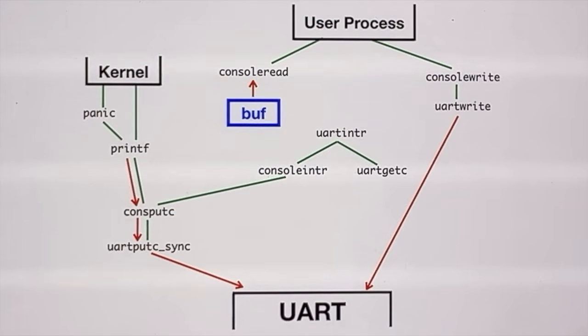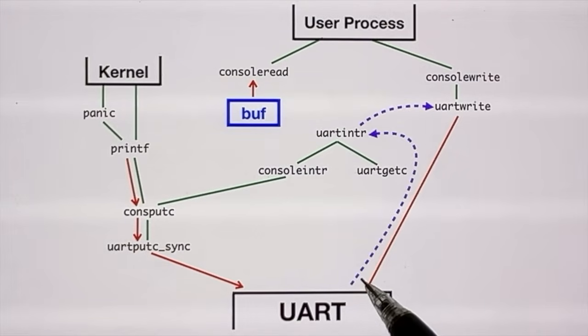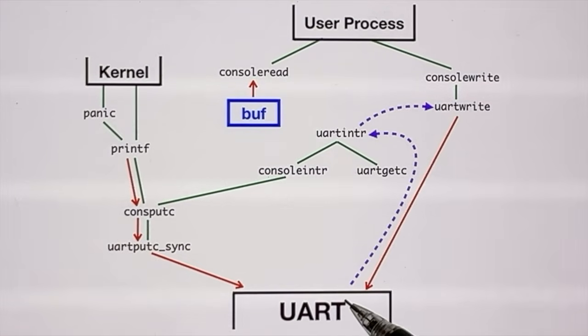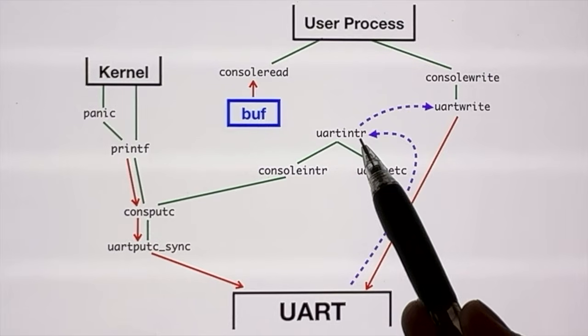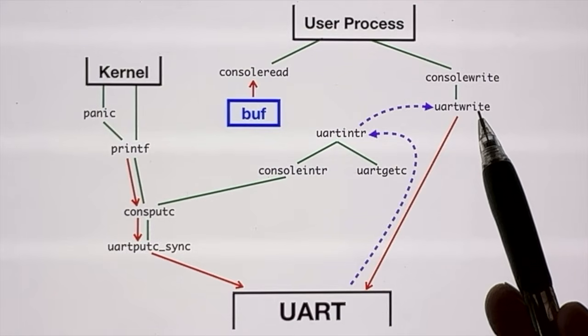The UART is a relatively slow device, much slower than software, and it may not be ready to perform output. If the UART is busy sending a previous character, then UART write will have to go to sleep and wait. Then, when the previous output finishes, the device will generate an interrupt, which I'm showing here with this dashed purple line. When the device can accept another character for output, it generates an interrupt, and the interrupt handler will invoke the UART interrupt function. The UART interrupt function will then wake up UART write if it's asleep waiting.